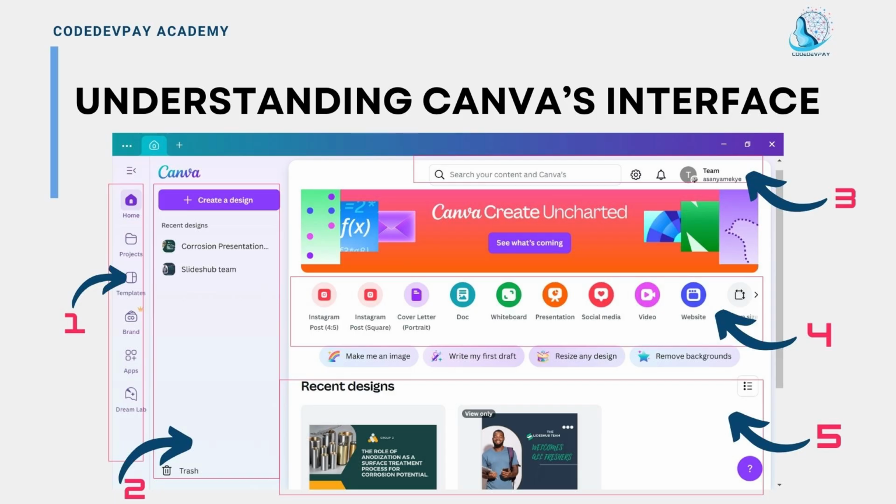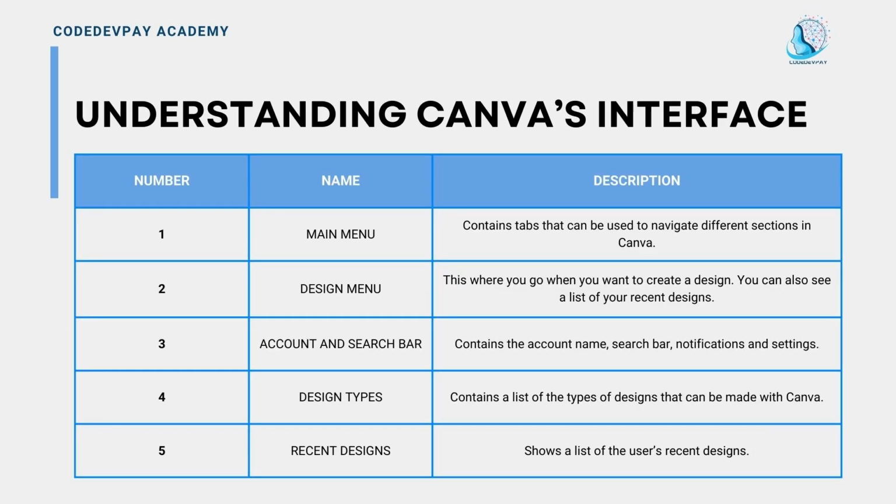We have on top number 3. Here is the account and search bar. It contains the account name, the search bar, notifications, and settings. Right below it is number 4. That's the design types. It contains a list of the types of design that can be made with Canva. And below it is the recent design. It shows a list of users' recent designs.